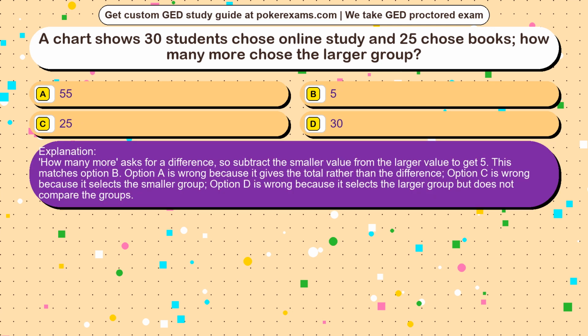How many more asks for a difference, so subtract the smaller value from the larger value to get 5. This matches option B. Option A is wrong because it gives the total rather than the difference. Option C is wrong because it selects the smaller group. Option D is wrong because it selects the larger group but does not compare the groups.